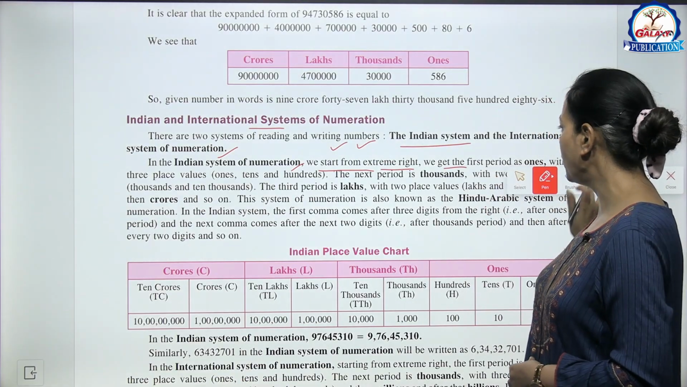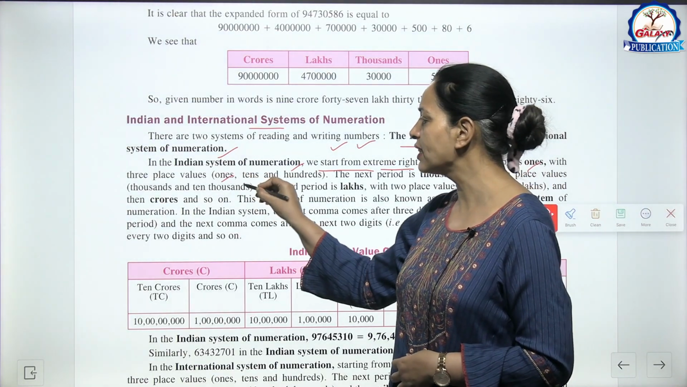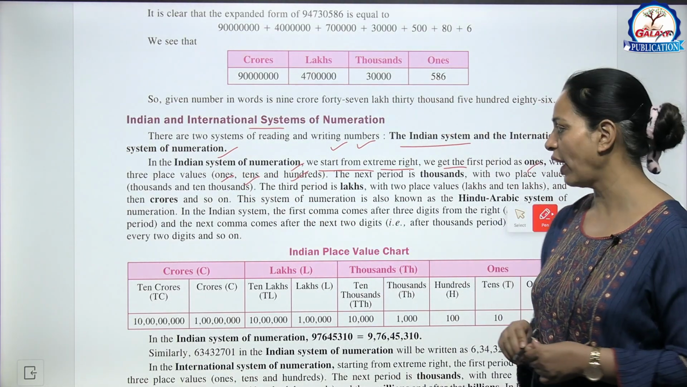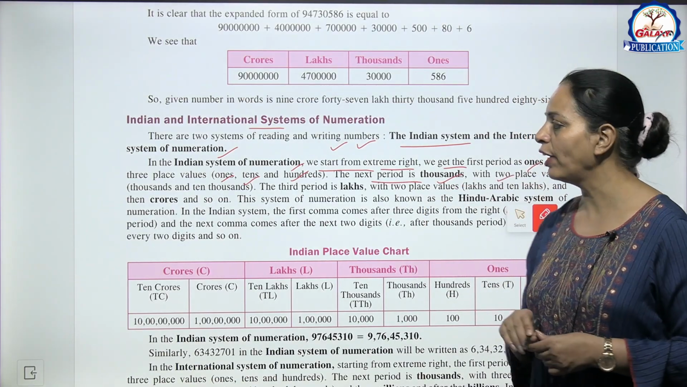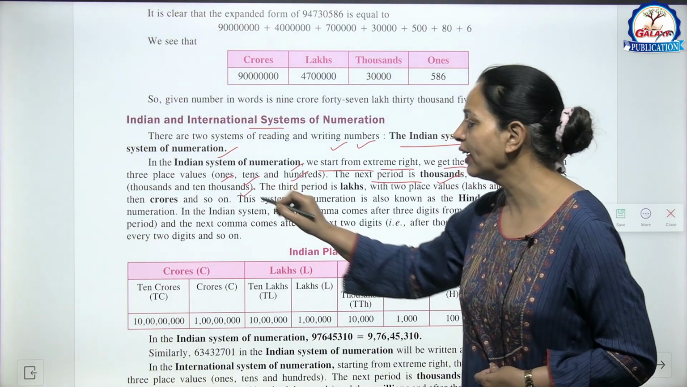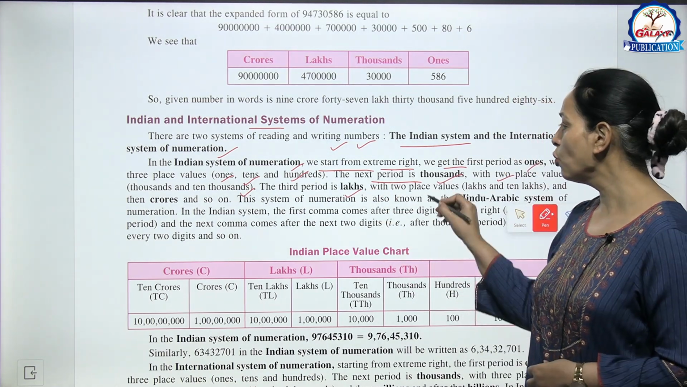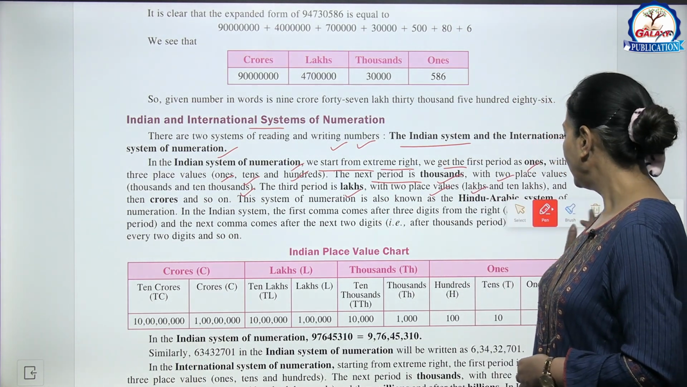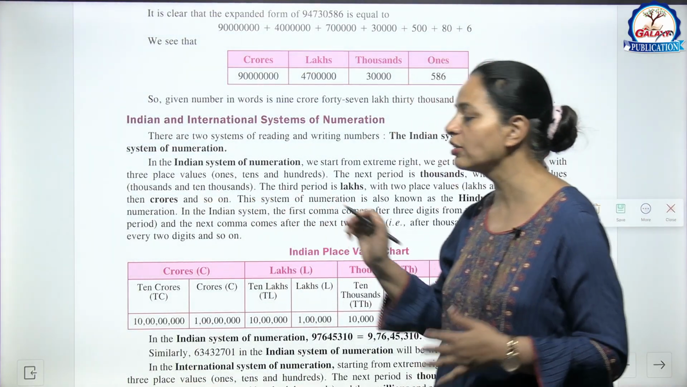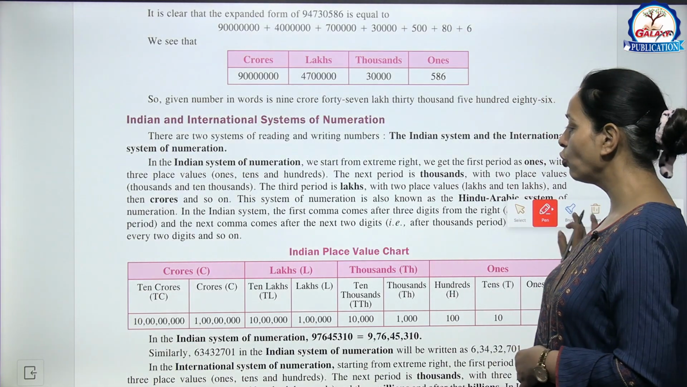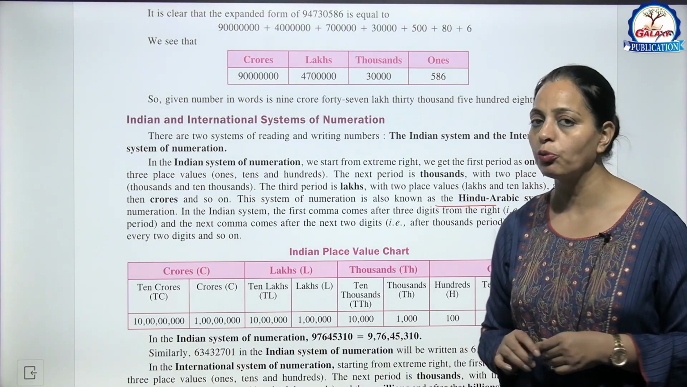We get the first period as ones, with 3 place values: ones, tens and hundreds. The next period is thousands, with 2 place values: 1,000 and 10,000. The third period is lakh with two place values, lakhs and 10 lakhs. And then the next is crores and so on. So this system of numeration is known as the Hindu-Arabic system of numeration.